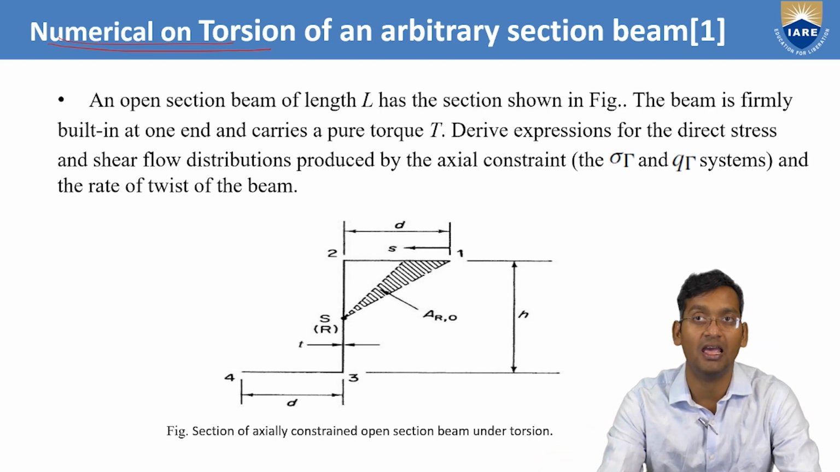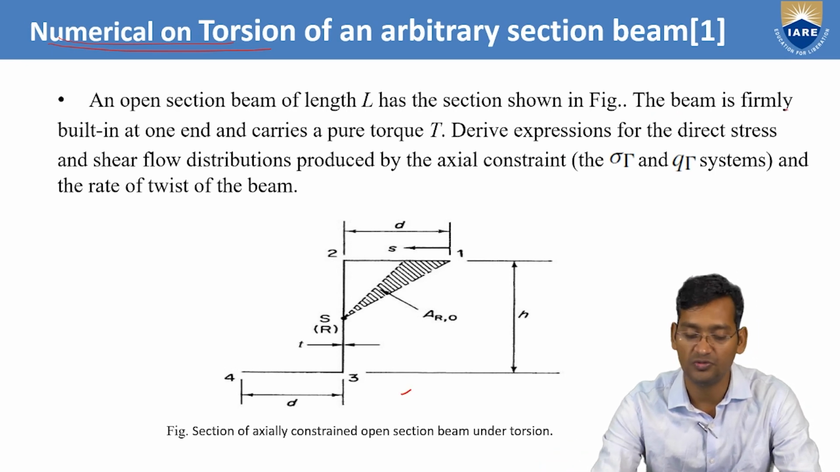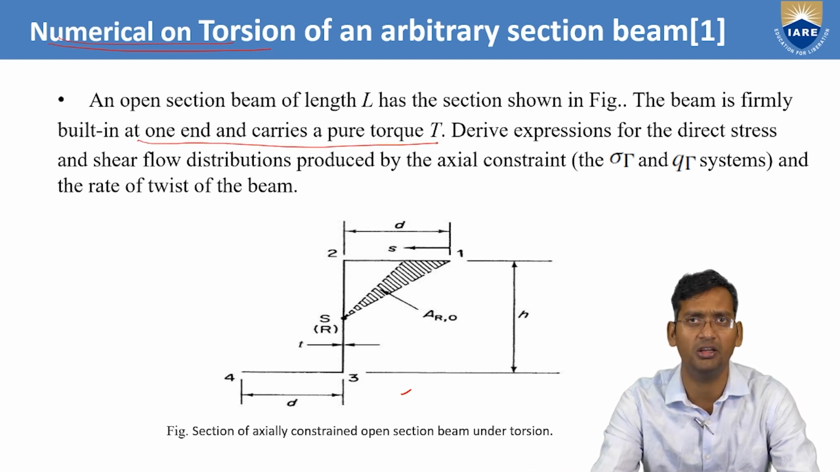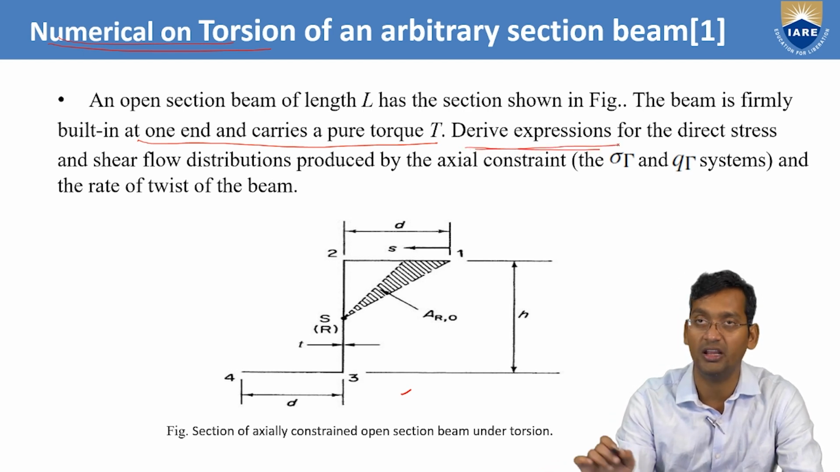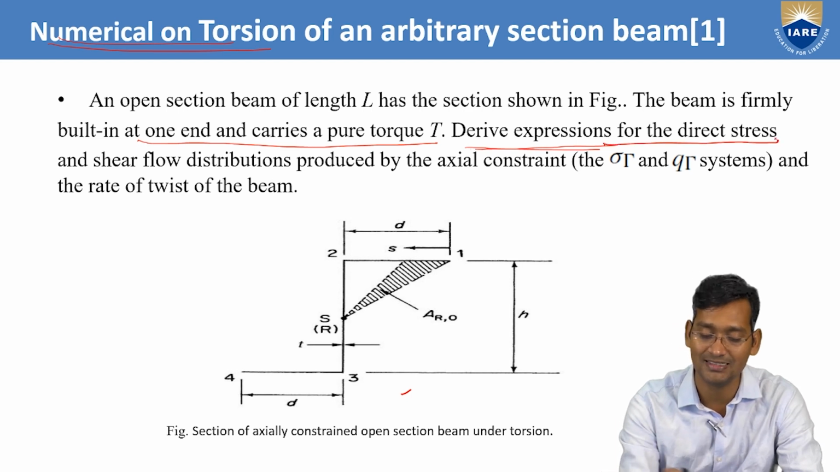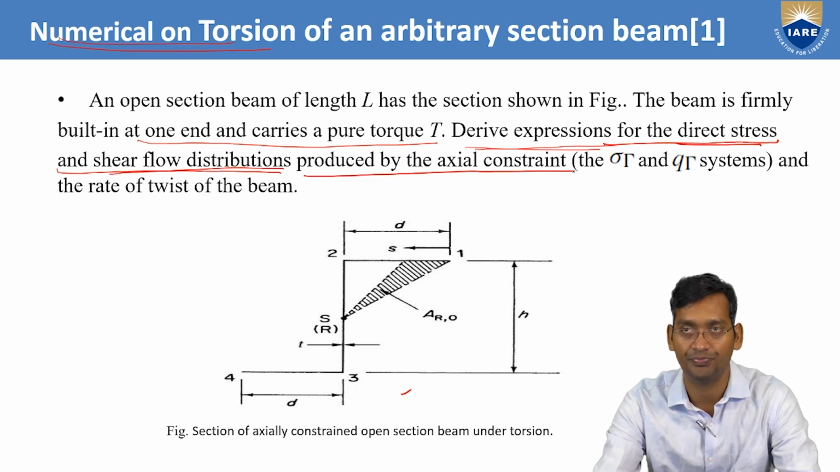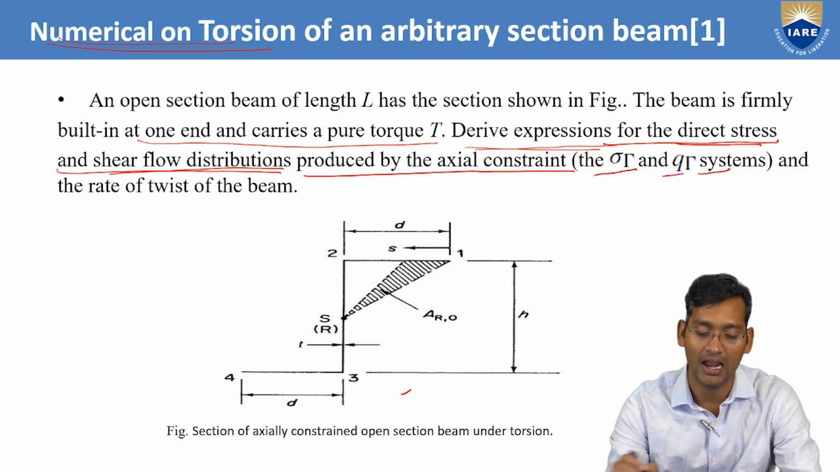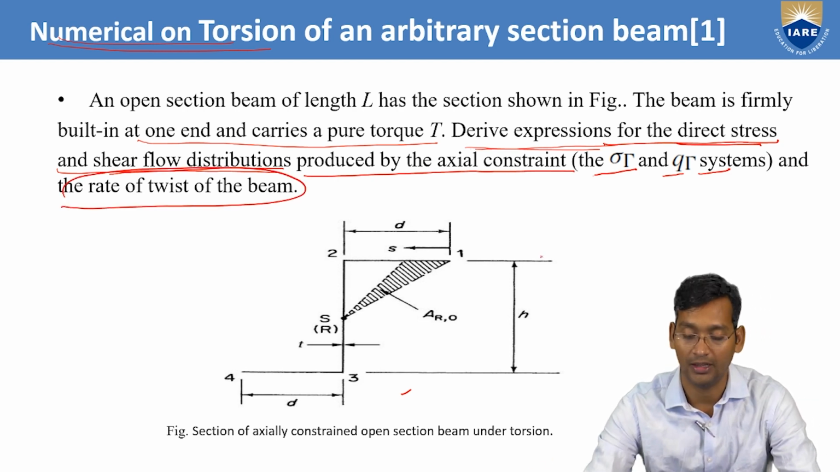An open section beam of length L has the section shown in the figure. Right here, that is the figure. The beam is firmly built in at one end and carries a pure torque T. Derive expressions for the direct stress and shear flow distribution produced by axial constraint, that is the sigma T and qT system, and the rate of twist of the beam. So here the rate of twist is also required, that we have to find.